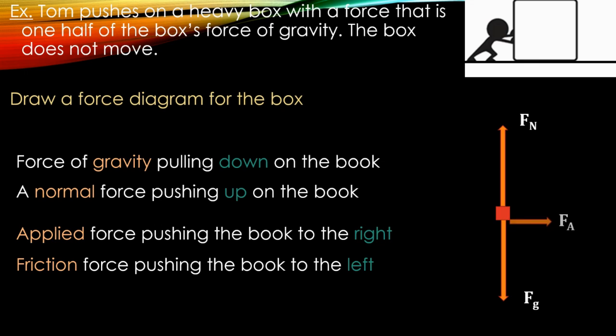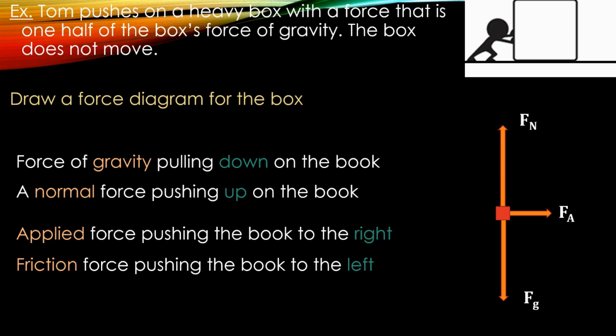Now let's look at the applied force. Tom is pushing on the box with a force to the right. But how long should we draw our vector? Notice in the problem that it says the force Tom applies is 1/2 of that of the force of gravity acting on the box. Since we drew our gravity force vector 2 centimeters long, we will draw our applied force vector half of that, or 1 centimeter long.